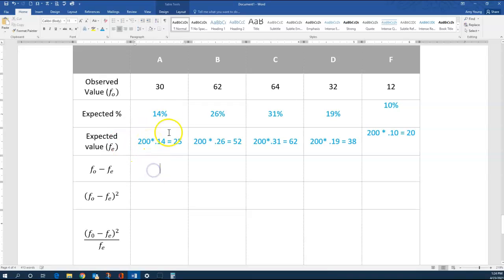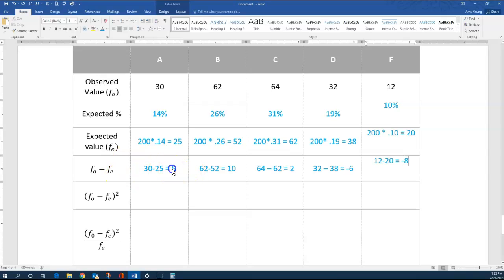Okay, so now we're going to do our subtraction. So we're going to subtract the observed value minus the expected value. So we're going to do 30 minus 25, and that's going to give us 5. And then we're going to do 62 minus 52, and that's going to give us 10. And then we've got 64 minus 62, and that's going to give us 2. And we've got 32 minus 38, and that's going to give us negative 6. And lastly, we have 12 minus 20, and that's going to give us negative 8.